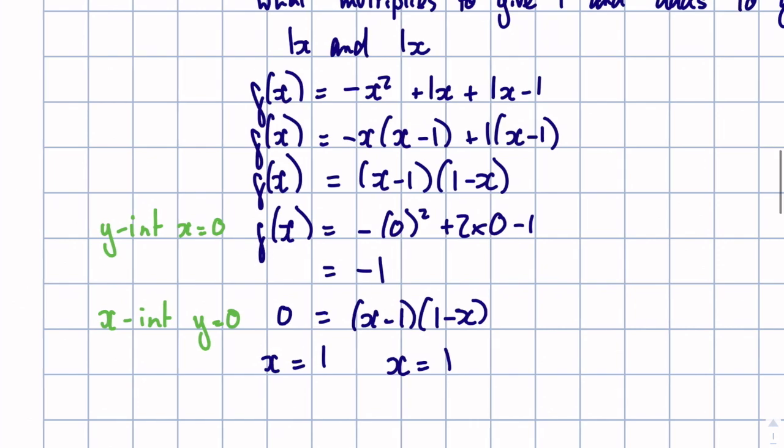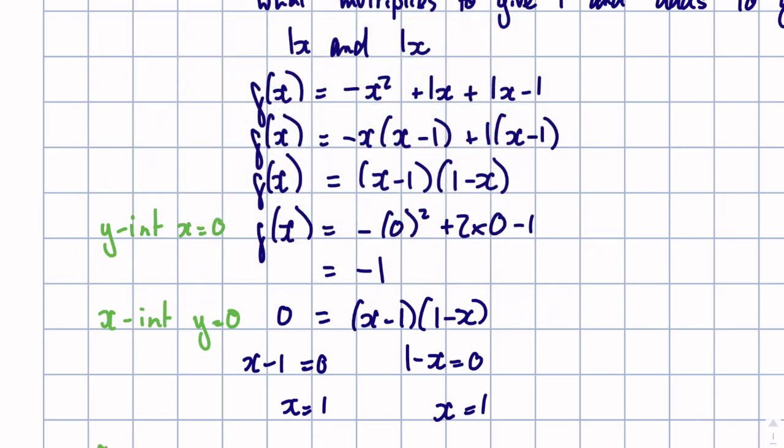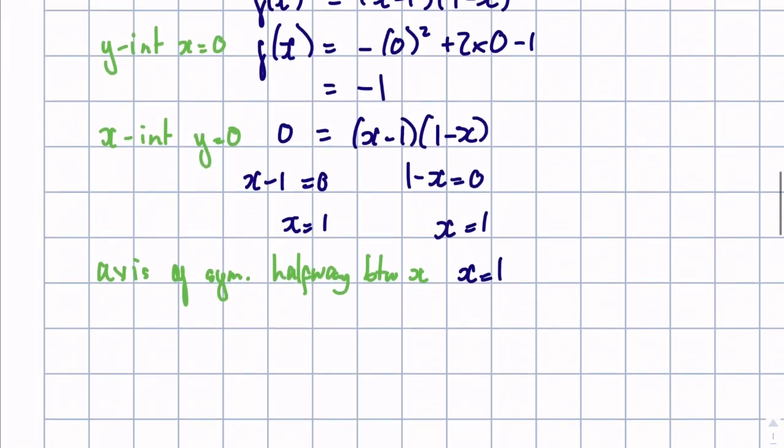Cool. If you want to know why, let's go through and do that again. X take 1 equals 0, so x equals 1. 1 take x equals 0, so x equals 1 again, because 1 take 1 is 0. Okay, axis of symmetry, halfway between 1 and 1 is 1. 1 plus 1 over 2, 1.